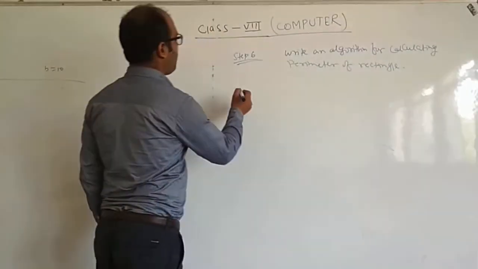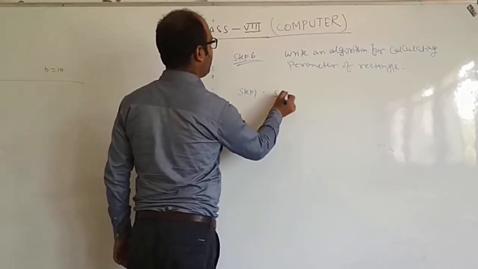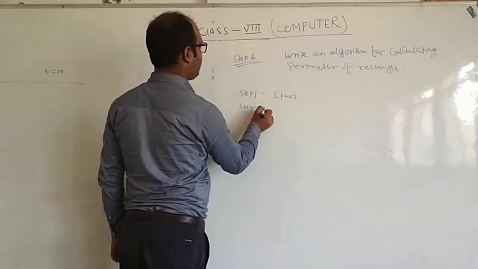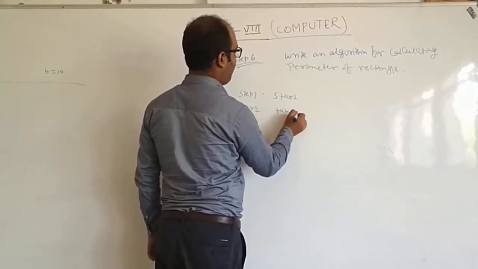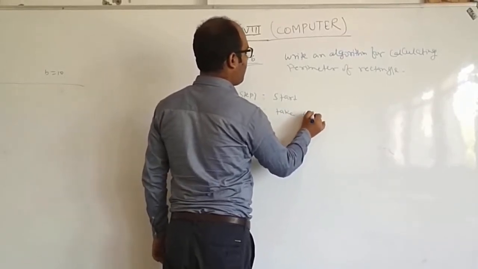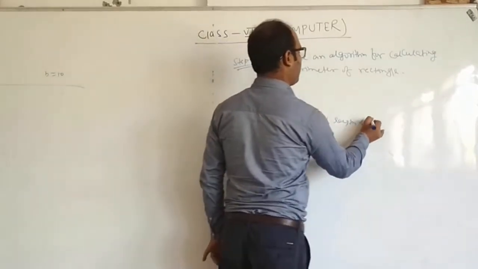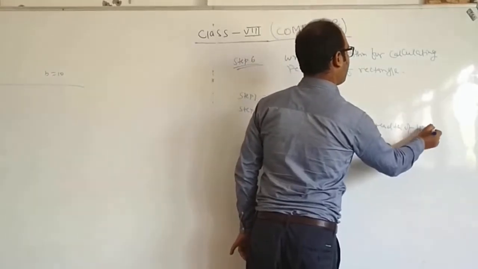So how do we write? Step 1, start. Step 2, take L, B as length and breadth of the rectangle.